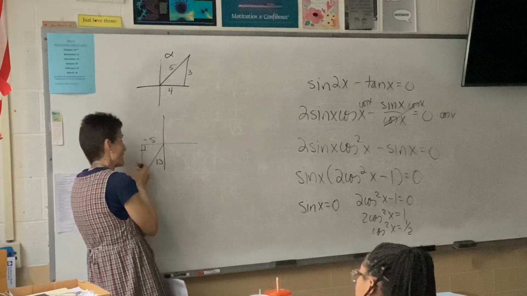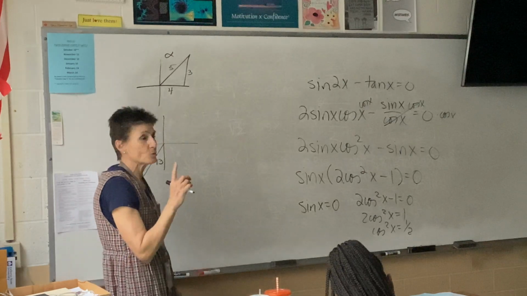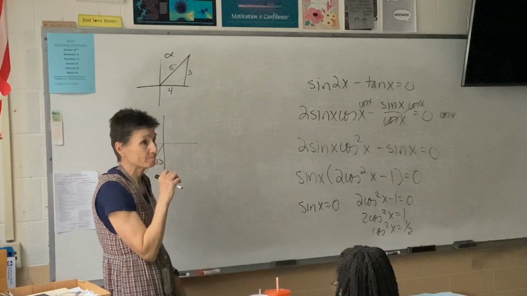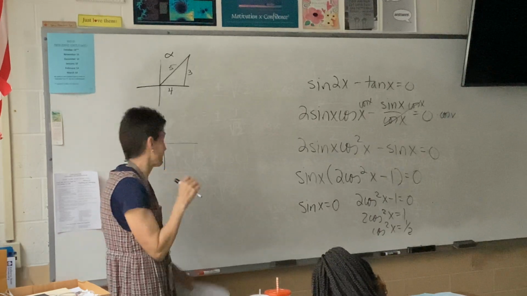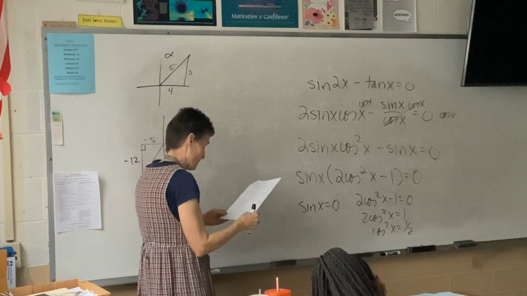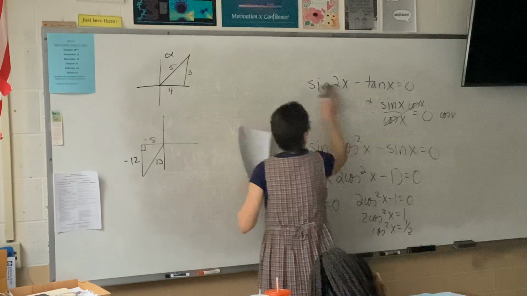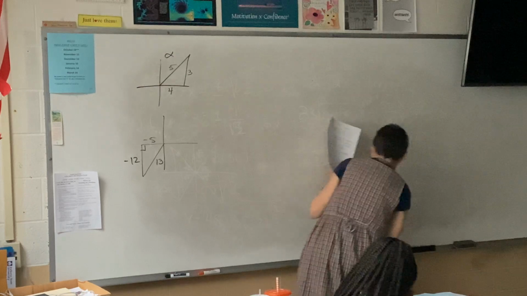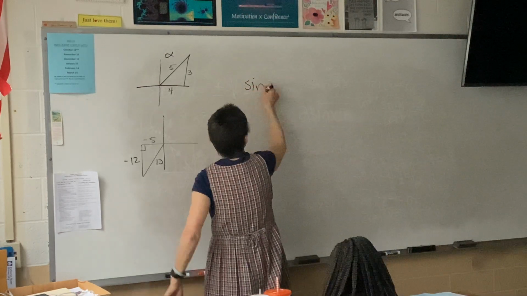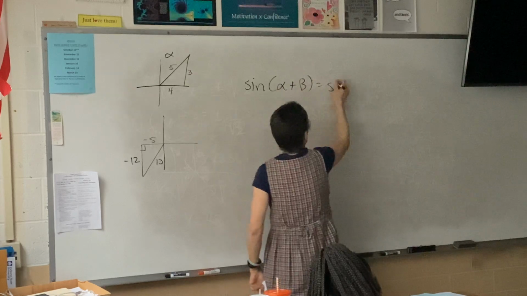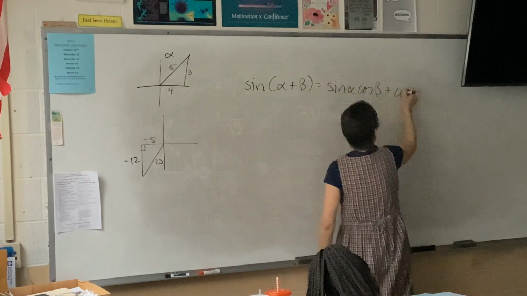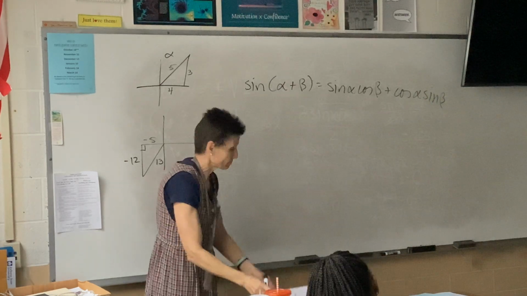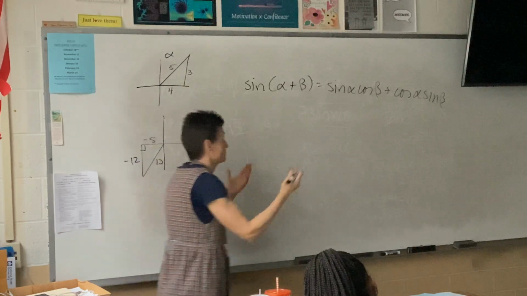I did this one earlier. That's going to be negative 12. If you don't know that, and you may not, and it's perfectly okay, you'll do the Pythagorean theorem to figure that out. What am I trying to tell you? Sine of alpha plus beta. Okay, what's my formula for the sine of alpha plus beta? Sine alpha cosine beta plus cosine alpha sine beta. Exactly. Yeah, you know what to do. Plug them in.